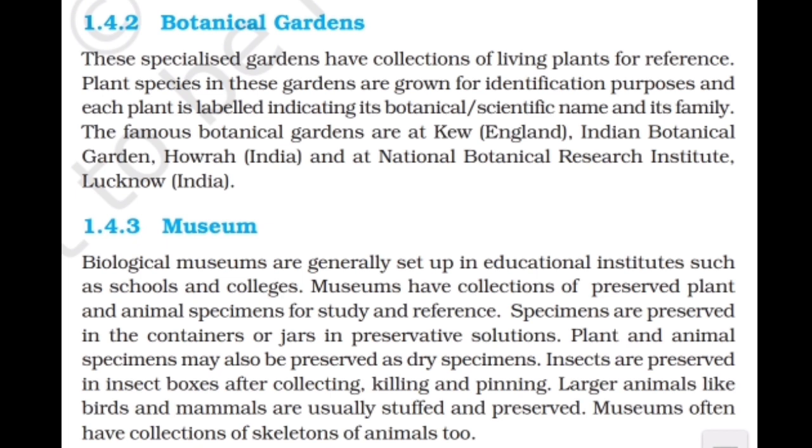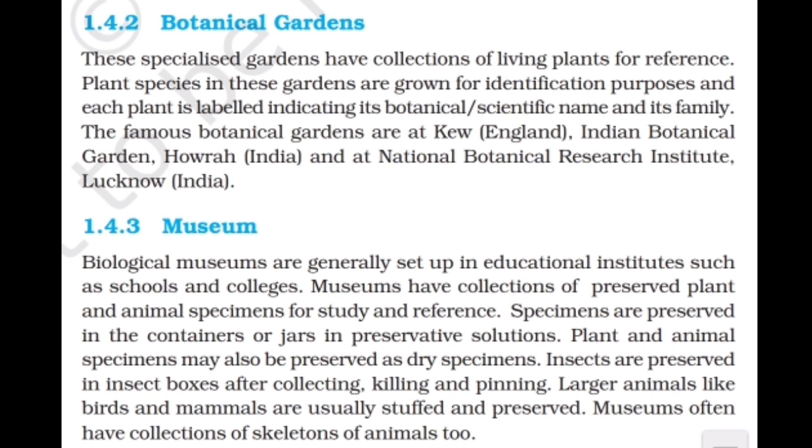1.4.3 Museum. Biological museums are generally set up in educational institutes such as schools and colleges. Museums have collections of preserved plant and animal specimens for study and reference. Specimens are preserved in containers or jars in preservative solutions. Plant and animal specimens may also be preserved as dry specimens.